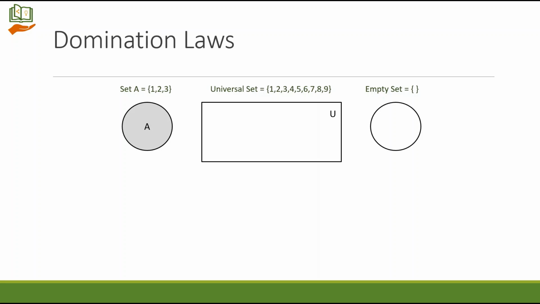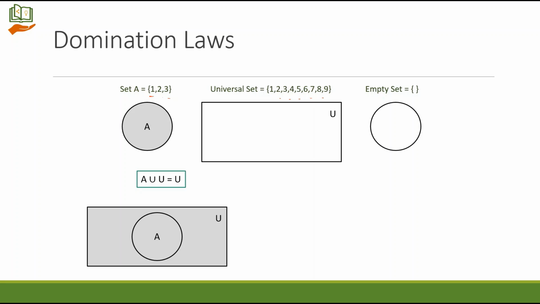Next we will move on to domination laws. A union universe is equal to universe. When you find the union between A and the universal set, you will have the universal set finally. That is what is represented using the shaded region here. So this is 1, 2, 3, and this is 1, 2, 3, 4, 5, 6, 7, 8, 9. A is also a part of the universal set. In fact, when I say universe, even 1, 2, 3 is included there. The complete set of elements will be the result of the union.